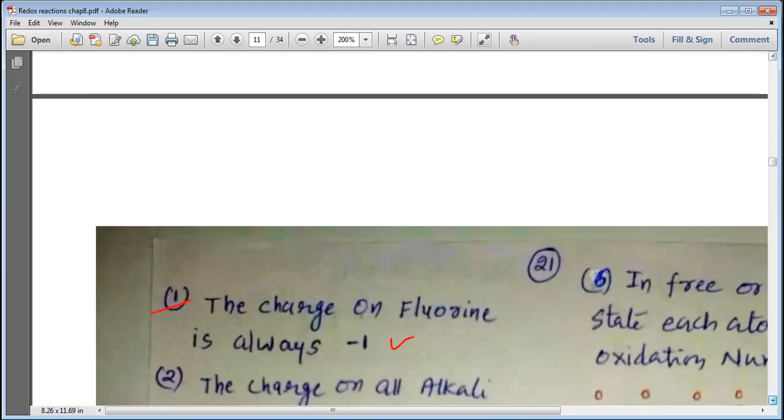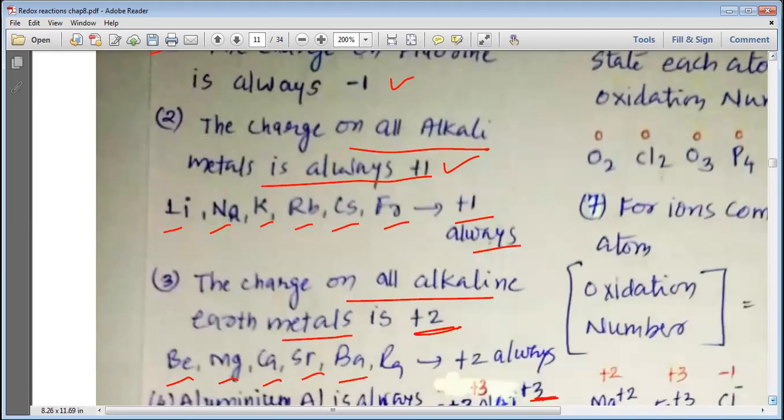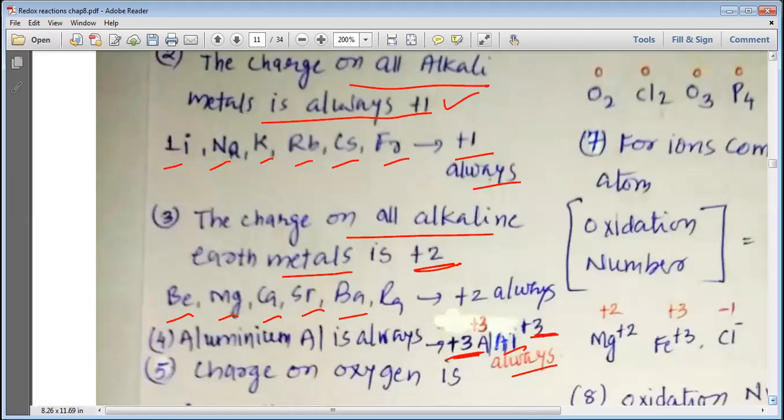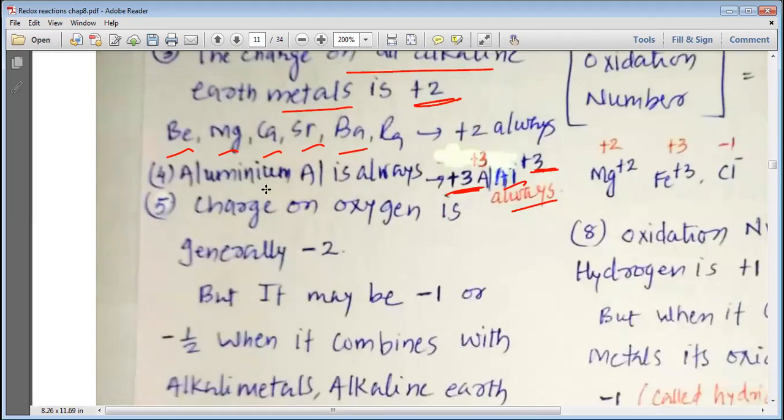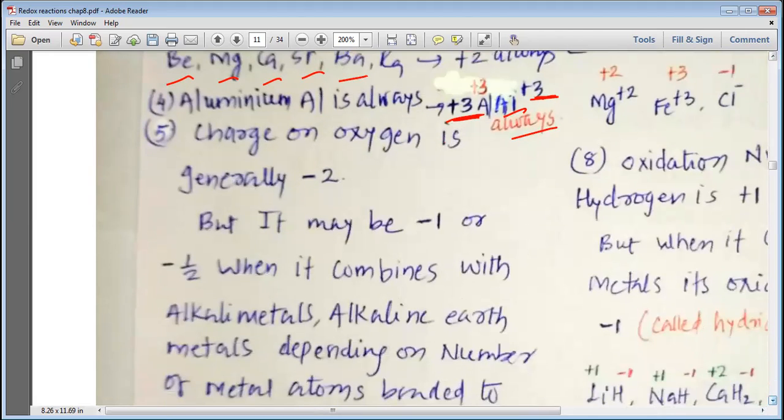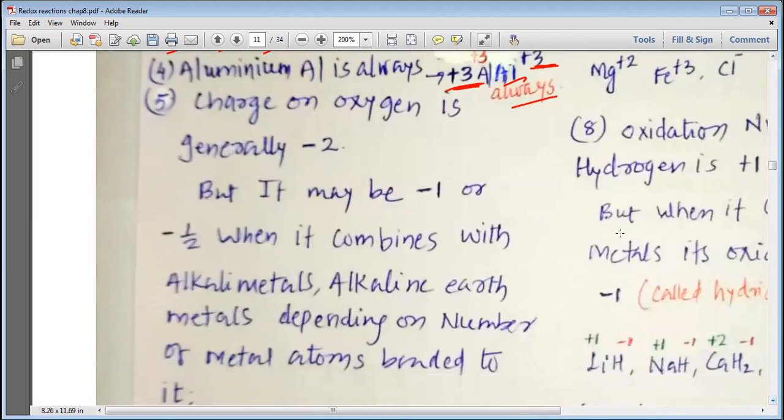Let me repeat once again. Fluorine will always have -1. Lithium, sodium, rubidium, cesium, francium will always have +1 oxidation number. Beryllium, magnesium, calcium, strontium, barium and radium will always have +2 oxidation number. Aluminium will always have +3 oxidation number. Now on the basis of these four rules, we can determine what kind of compound it is and what could be their oxidation number.